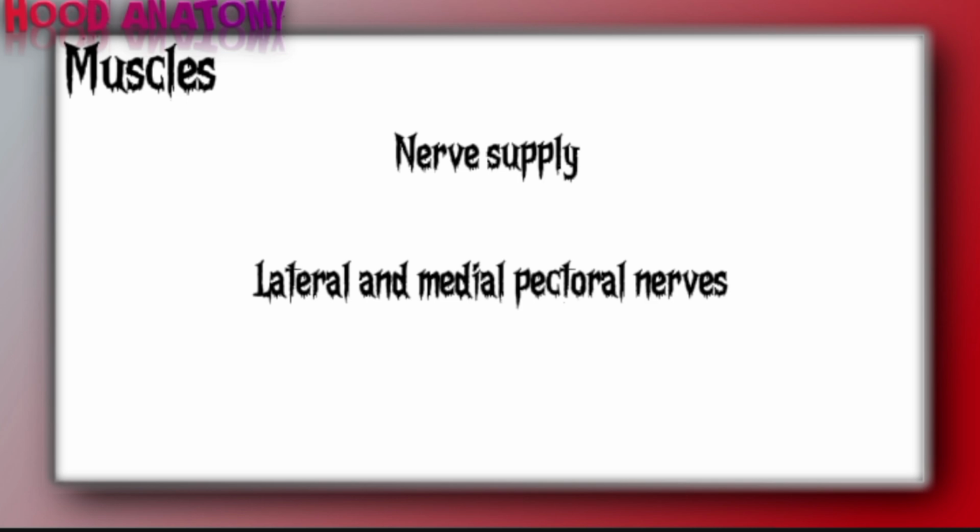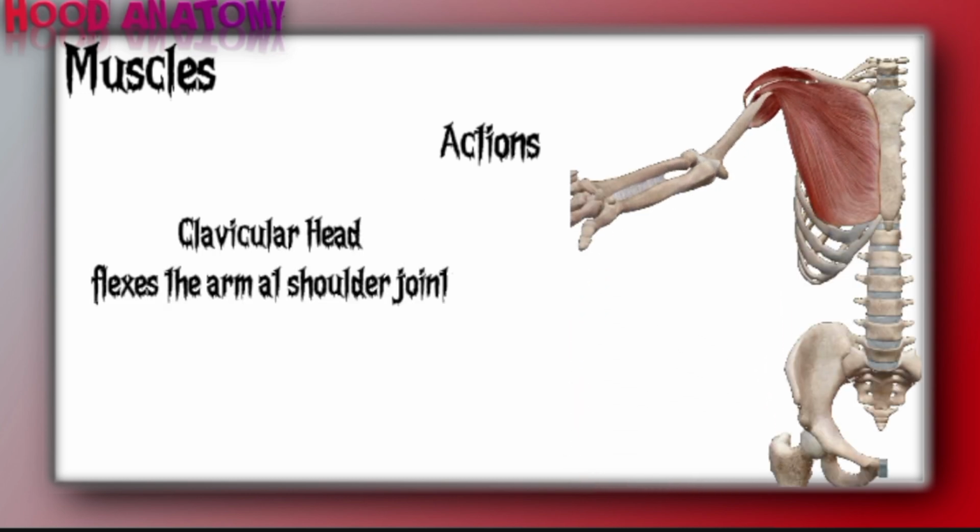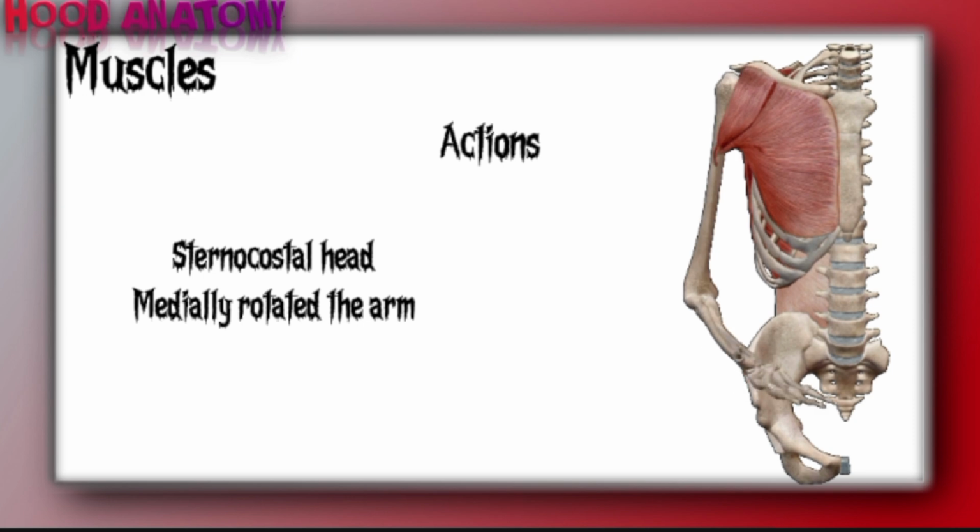So do not worry about cramming the nerve roots now, because all these things will become clear to you later; you do not need to cram them. Now, actions of the muscle. All muscles have an action. That is, they have a movement they help the body do. Now since pectoralis major has two heads, it has two actions. First of all, the clavicular head flexes the arm, while the sternocostal head medially rotates the arm.